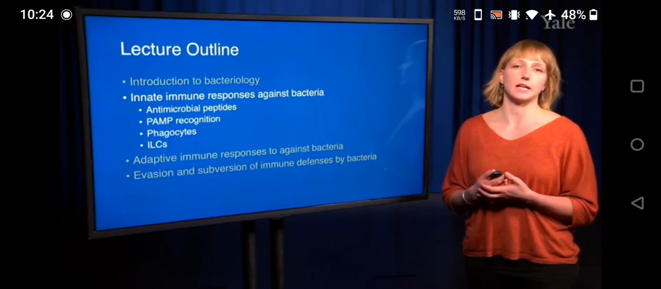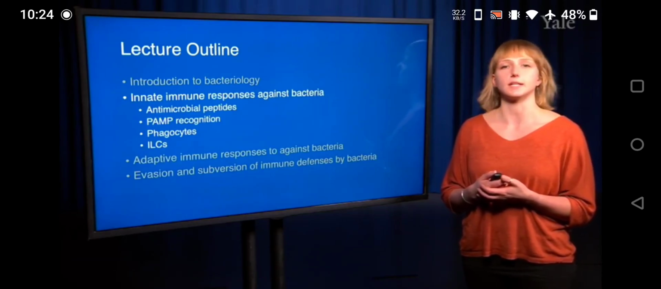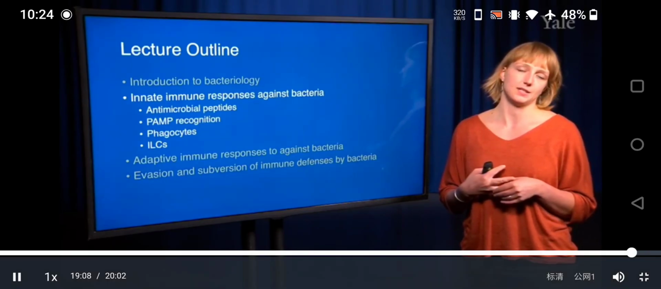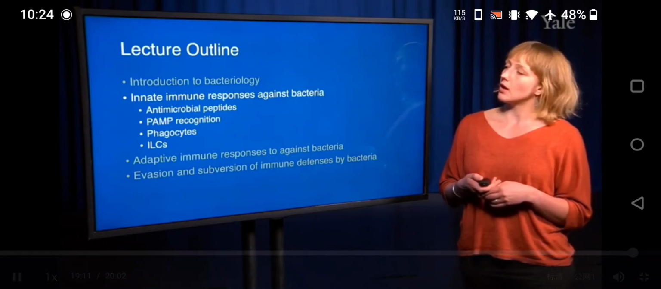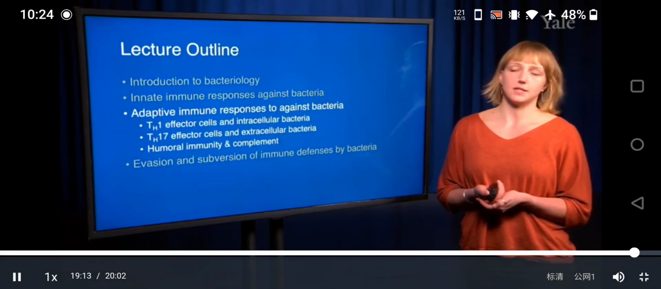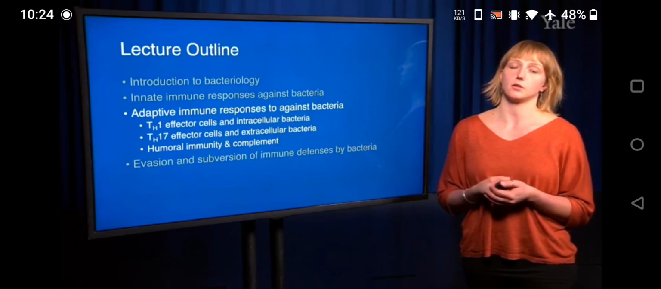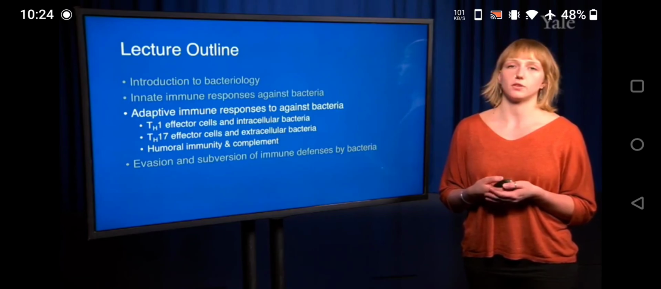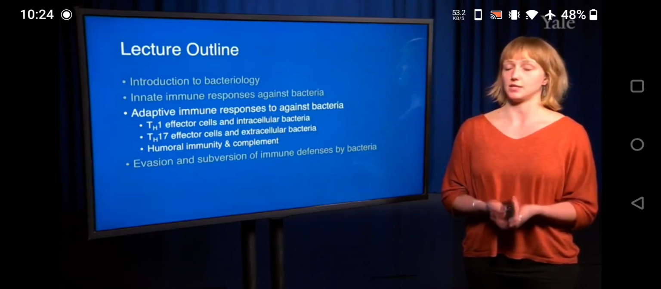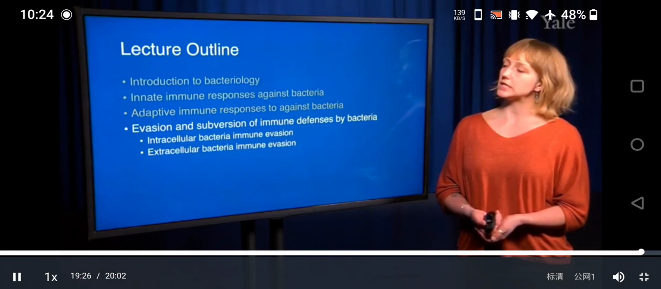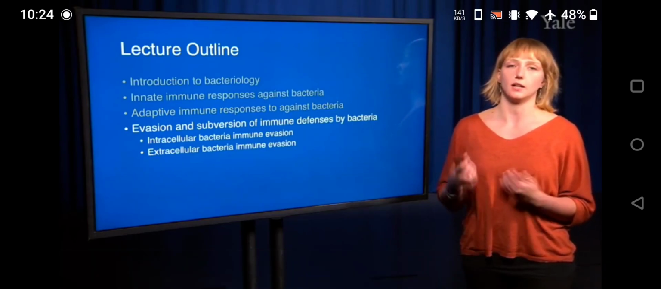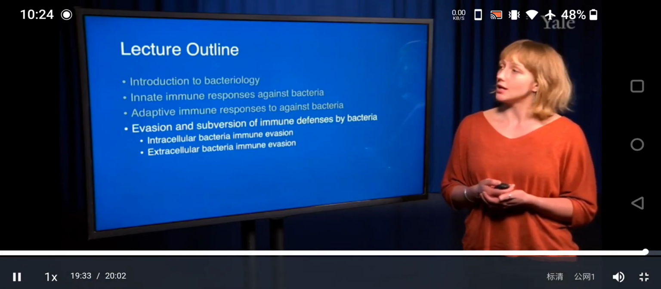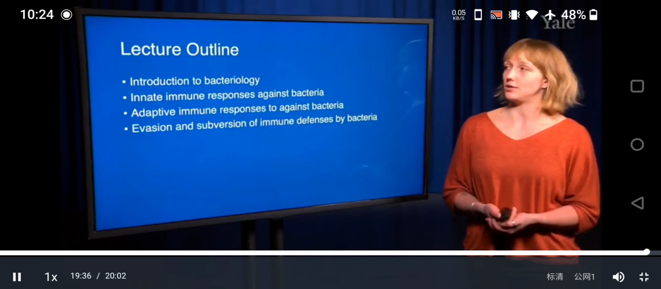We talked about some innate immune responses to bacteria, including antimicrobial peptides, PAMP recognition, and the role of phagocytes and ILCs in infection. We then talked about adaptive immune response, including different T cell effector functions to intracellular and extracellular bacteria, as well as the role of humoral immunity and complement in clearing of bacterial infections. And we concluded today with talking about how intracellular and extracellular bacteria evade immune defenses of the host. And that concludes our lecture on immunity to bacteria.